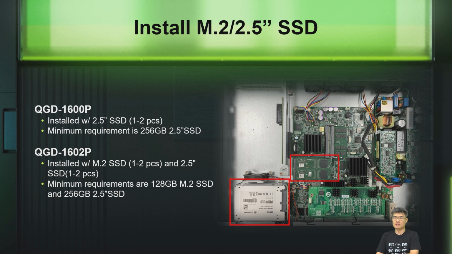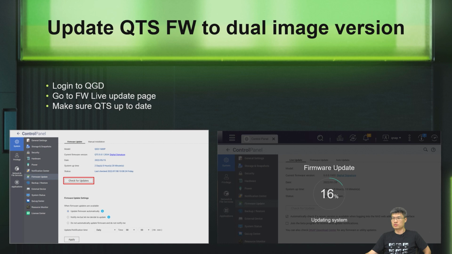The first step is that we have two kinds of hardware, the 600 piece and the 602 piece, so you need to install different kinds of SSDs on them. This gives you a reference. After you install the SSD, you can log into the Guardian and do the firmware update to the latest QTS.